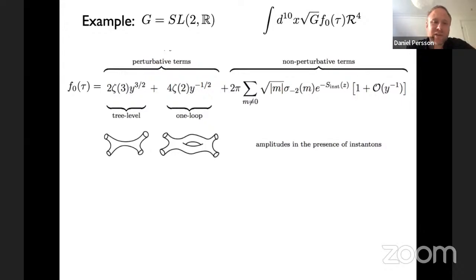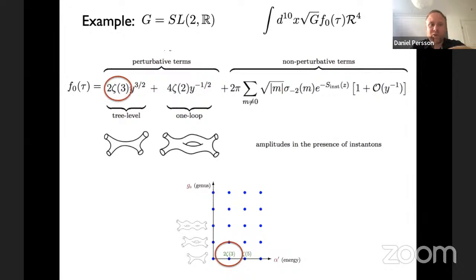So we have a 2 zeta of 3 factor, y to the 3 halves. That is interpreted in string theory as the leading term corresponding to the diagram with no holes in it. The second term that you get from the Fourier expansion has a coefficient 4 zeta of 2, y to the minus a half, and that has a natural interpretation as the one loop correction to this leading result. Then you have an infinite series of coefficients. I just wanted to remind you that this 2 zeta of 3 was exactly the first term that I gave in this.